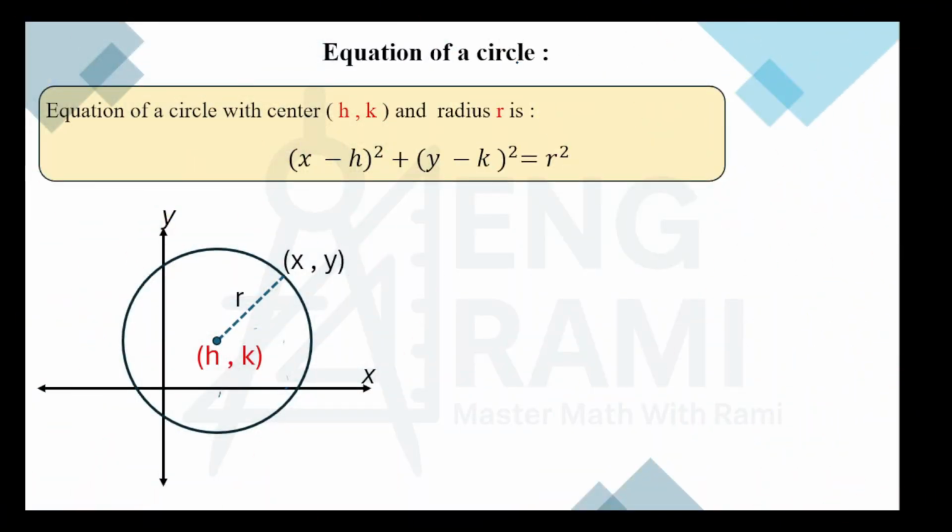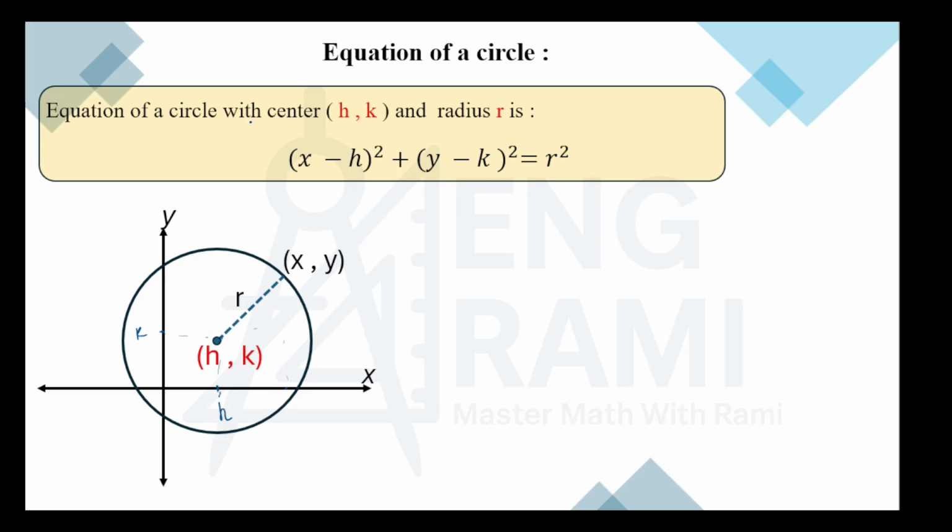Equation of a circle with center (h, k). Here is a circle, and here is the center of the circle, and the coordinates of the center are h on the x-axis and k on the y-axis. So here is k, and here is h. And the radius, here is the radius, and we represent it as the letter r.